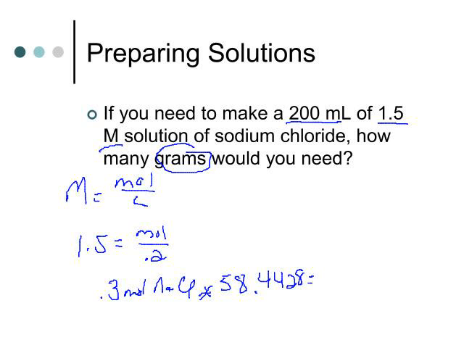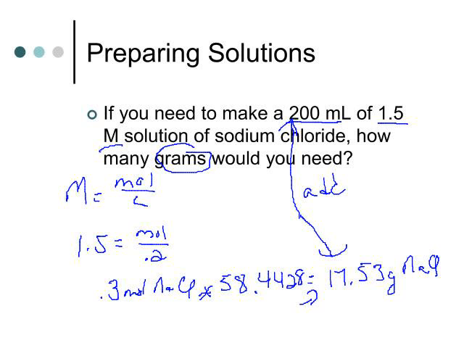And we find out we need 17.53 grams of sodium chloride. So if you're making the solution, you would add your 17.53 grams of sodium chloride. You add that in 200 milliliters of water, and you end up with your 1.5 molar solution.